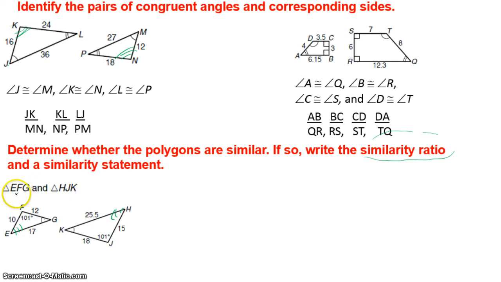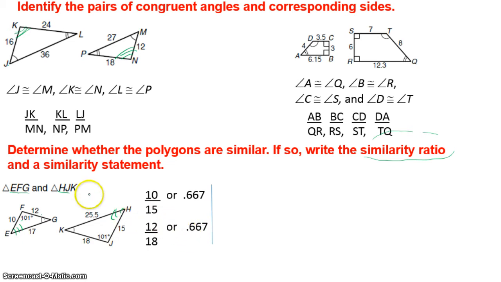Now we need to check the sides. So we're going to start off with EF. EF corresponds to HJ. So that gives us 10 to 15, or simplified down. Our next set, we're going to go with our FG of 12. That corresponds to the JK of 18. Or again, that simplifies down.